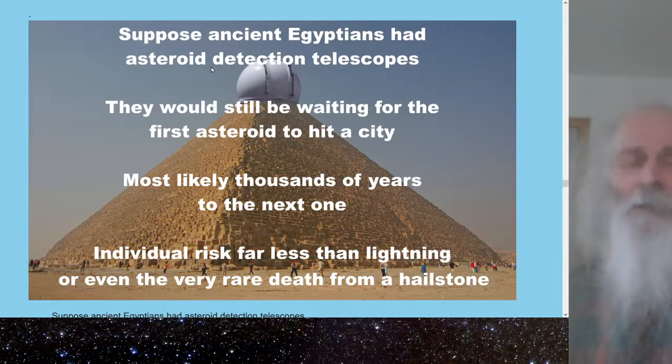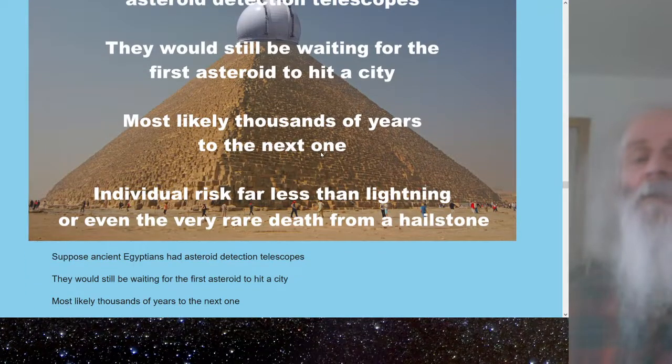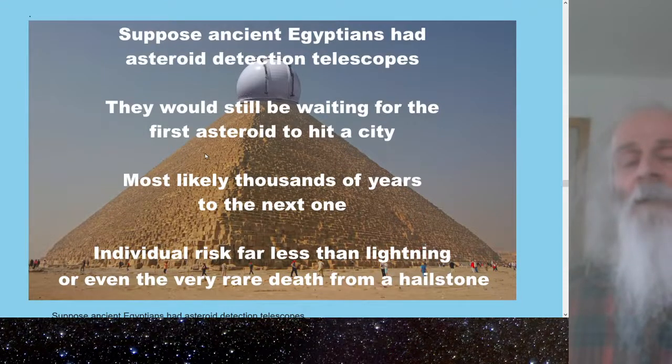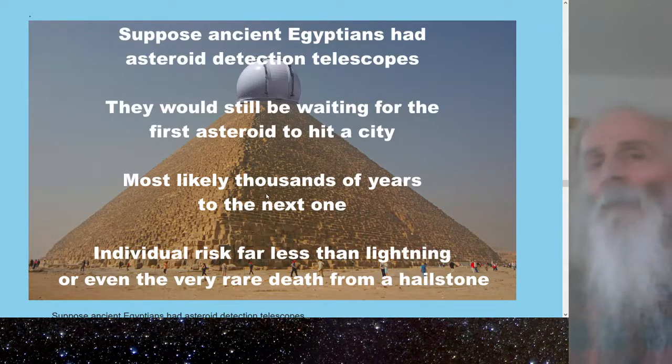If the Egyptians had asteroid detection telescopes, they would still be waiting for the first asteroid to hit a city, because it's just never happened in all that time. Most likely thousands of years to the first one to do that. And your individual risk is far less than lightning, or even the very rare death from a hailstone, which is so rare you hardly hear about it. But 20 deaths from lightning every year in the United States, a death from a giant hailstone every few years, and there's never been a death from a meteorite in the United States in recorded history.